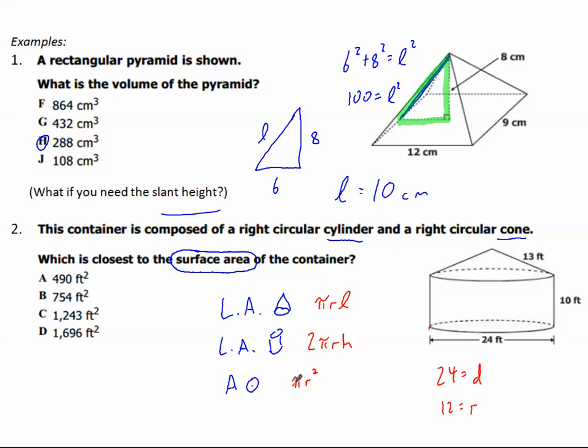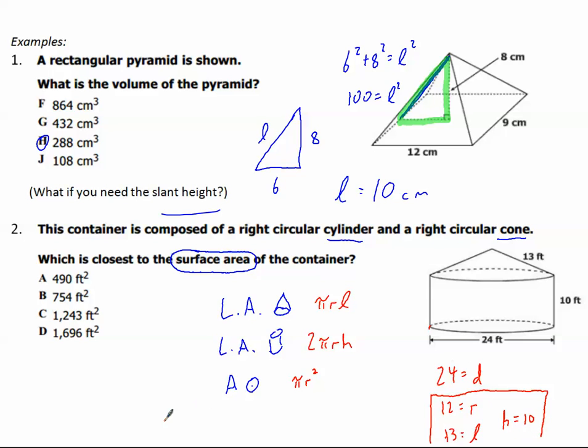Pi is a button on your calculator, which I'll show you in just a minute. L is the slant height of the cone. Do we have that? Yep, 13 right here. That's the slant height of the cone. 13 equals L. And lastly, we need the height of the cylinder, which is right here, 10. I like writing these notes to myself off to the side because that helps keep me organized.